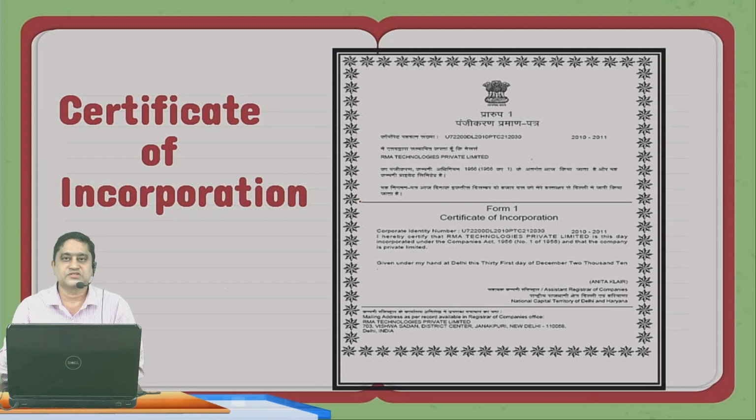This is the normal format of the certificate of incorporation issued by the ROC, and it has to be displayed at a prominent place in the factory or in the company.